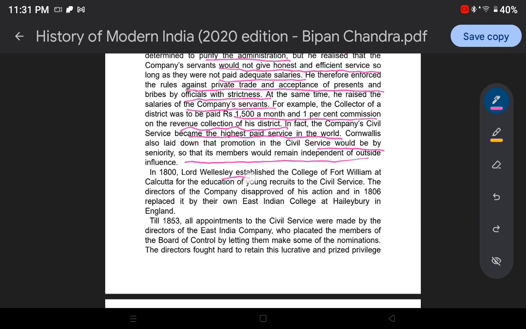In 1800, Lord Wellesley established the College of Fort William at Kolkata for the education of young recruits to the civil service. The directors of the company disapproved of his action and in 1806 replaced it by their own East Indian College at Haileybury in England.